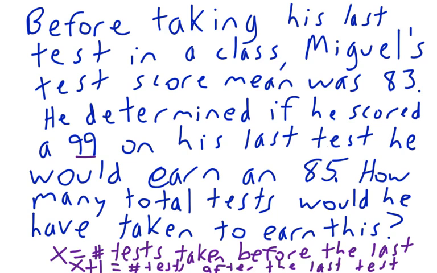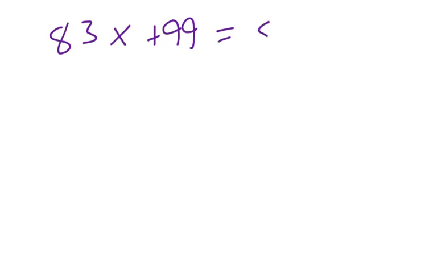So that means if we take our 83, which is his average before, and multiply it by X, which is the number of tests he's taken before that last test, and then we add that 99 score he's going to hopefully make on his last test, wishful thinking, right? Then we can set that equal to his new mean, which would be 85. But now he's not taken X number of tests, he's taken X number of tests plus 1, because we're including that last test. So these need to be equal to each other.